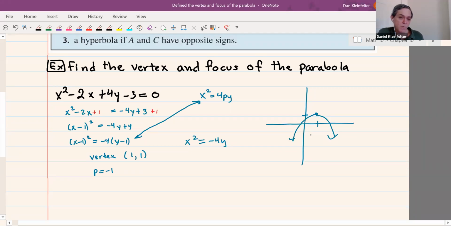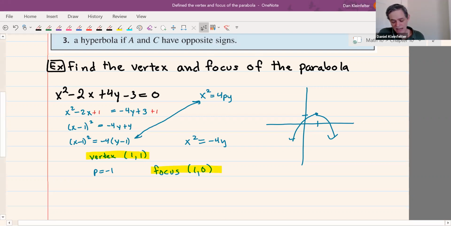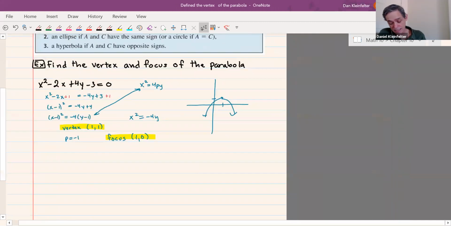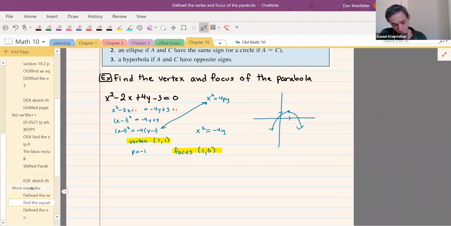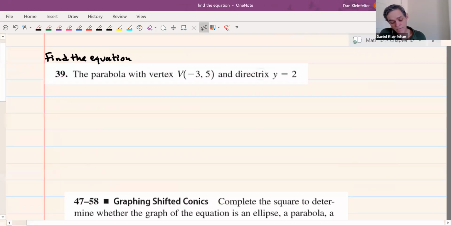Okay, if this thing opens downward, then the focus will be below the vertex, and the distance is going to be 1 unit. Right, it's 1 unit below the vertex. So the focus will have the same x coordinate, 1, but the y coordinate will be 1 less, at 0. Okay, so we got the vertex at 1, 1 and the focus at 1, 0. And again, how we got started was by completing the square so that we could recognize the shape. Okay. All right, so now finding an equation.